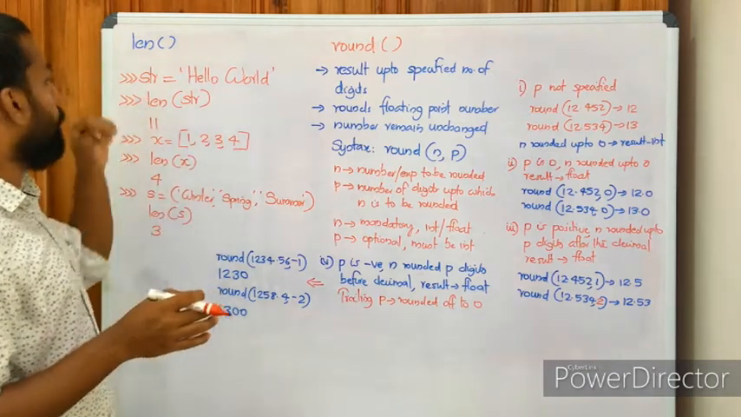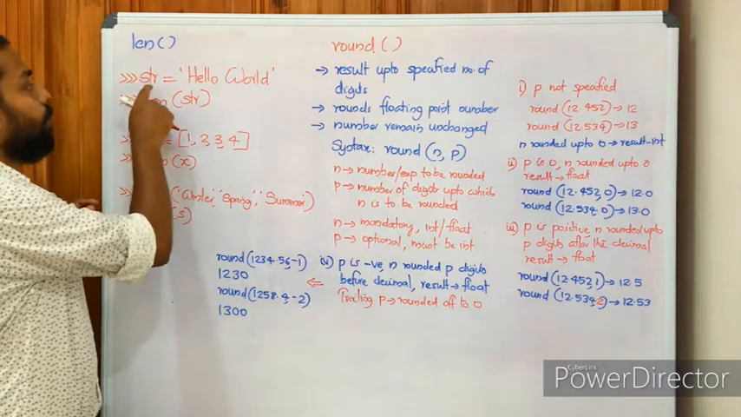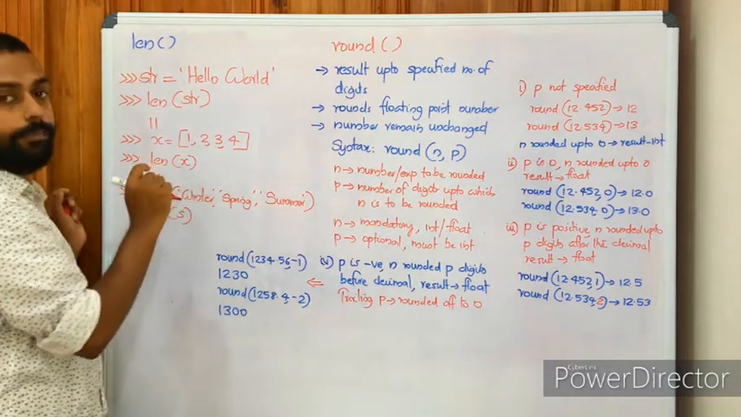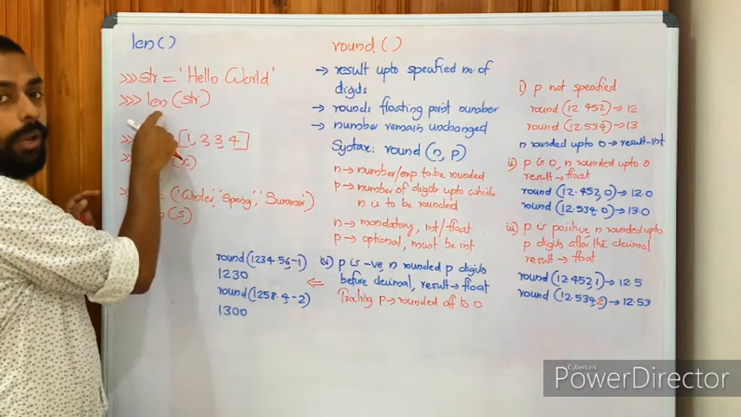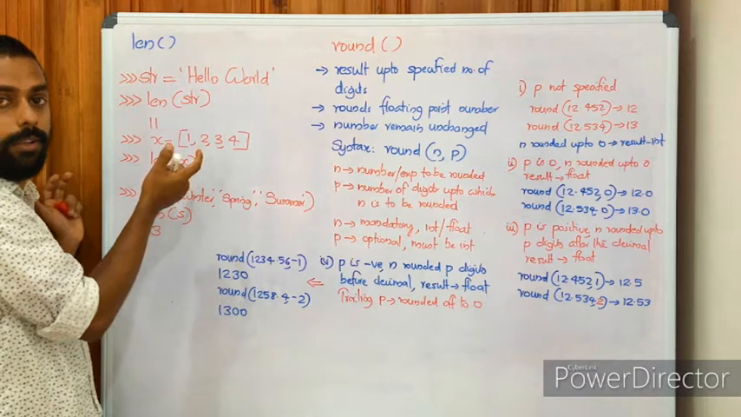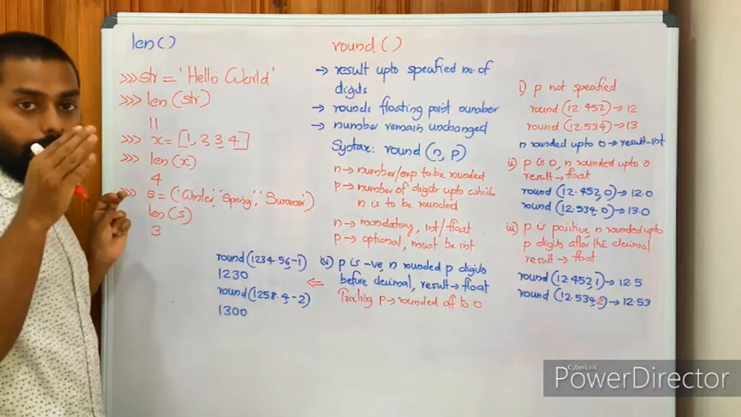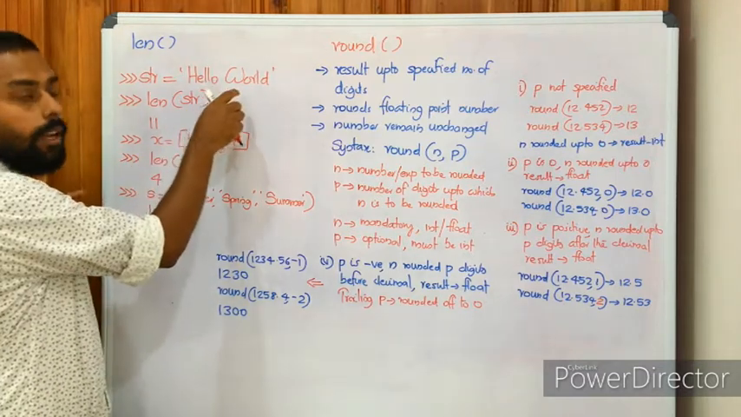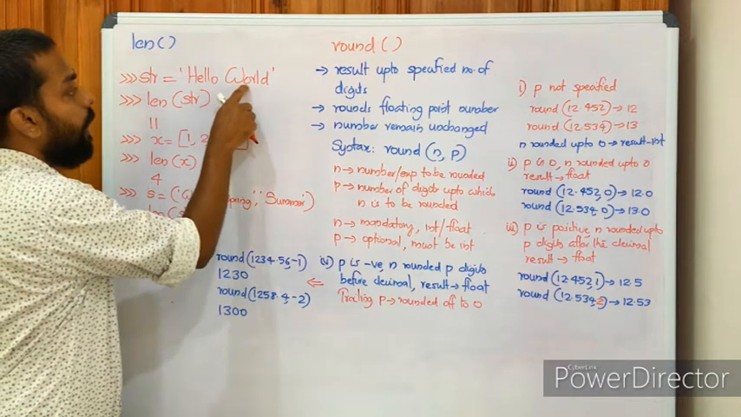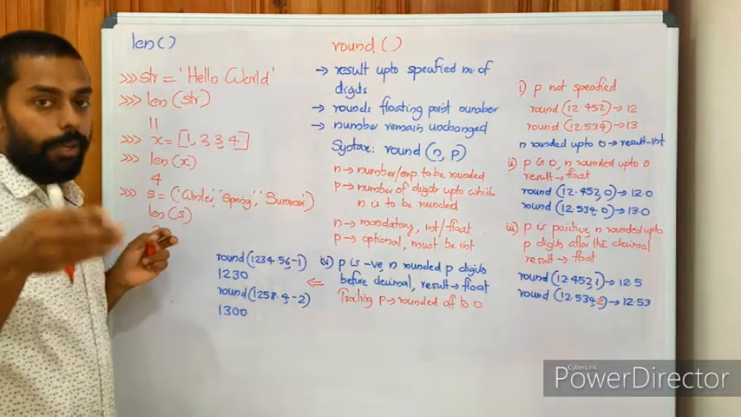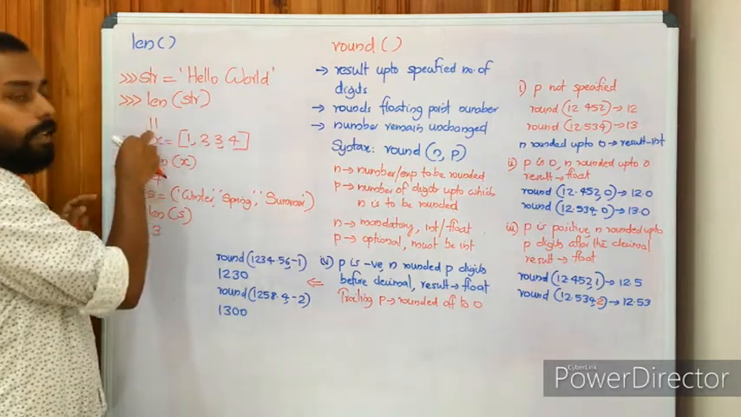Here we have some statements. First, str equal to hello world. We know hello world is a string, and we are passing str to len. It returns 11 because the number of characters in hello world is 11. 1, 2, 3, 4, 5, 6, 7, 8, 9, 10, 11. Space will also be counted. So it returns 11.